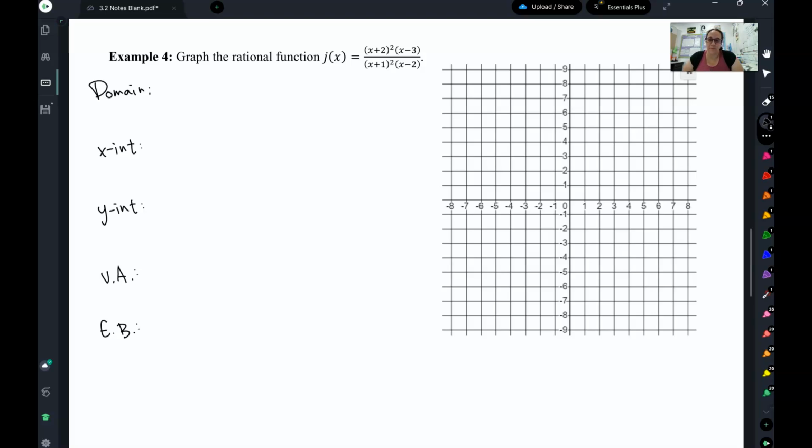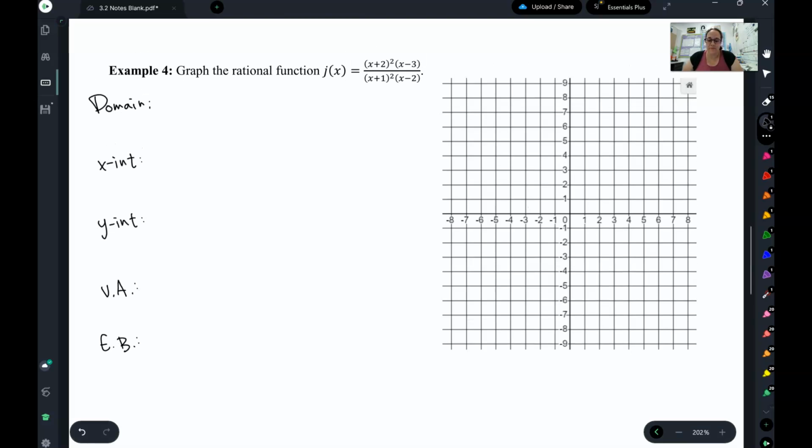Second to last example. In this example, notice that our equation is given to us in factored form. Now this is really nice for finding domain, x-intercepts, and vertical asymptotes. We don't have to factor this, it's already given to us. However, we have to be very careful with the y-intercepts and end behavior.